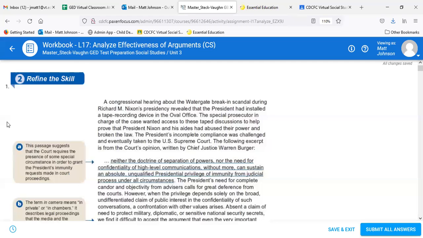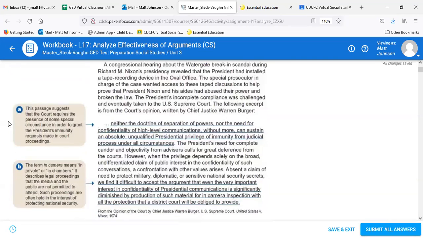So that's the Chief Justice of the Supreme Court, and this is their opinion on that situation. Could they get those tapes that Nixon recorded in the Oval Office to basically use against him to show that there was criminal activity?